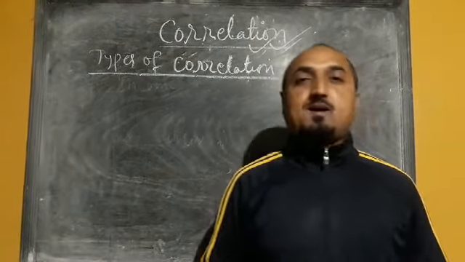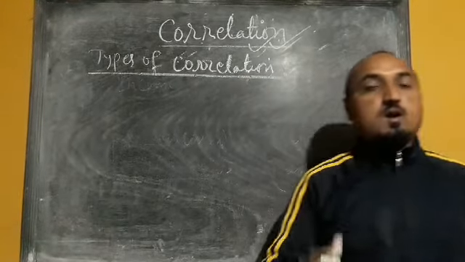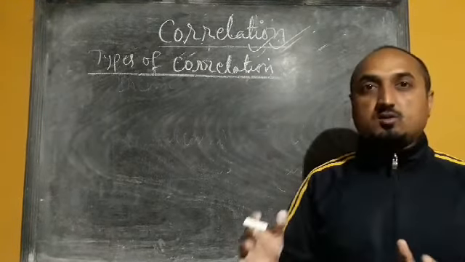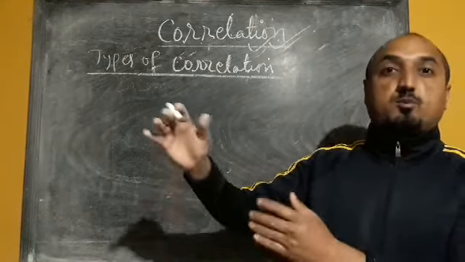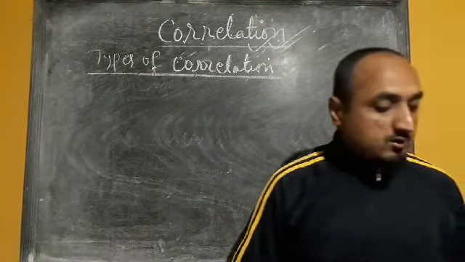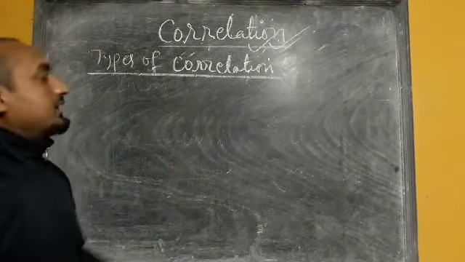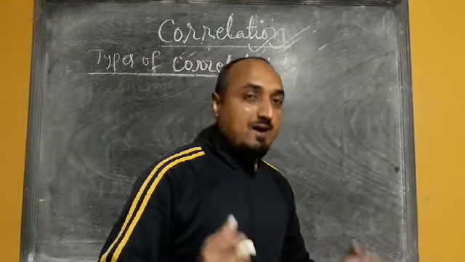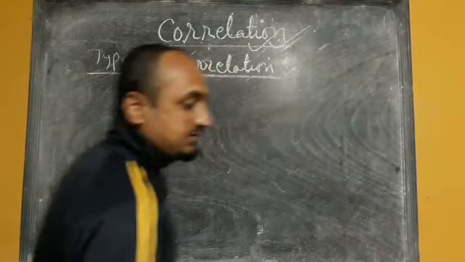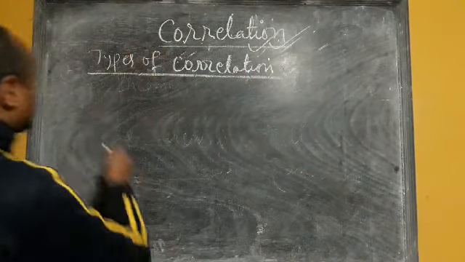Okay, the next part we need to discuss is types of correlation. Correlation can be classified into various categories on the basis of the direction of change and the ratio of proportion. First we will discuss it on the basis of direction of change.